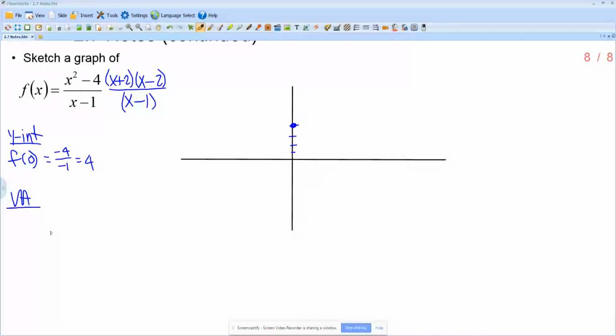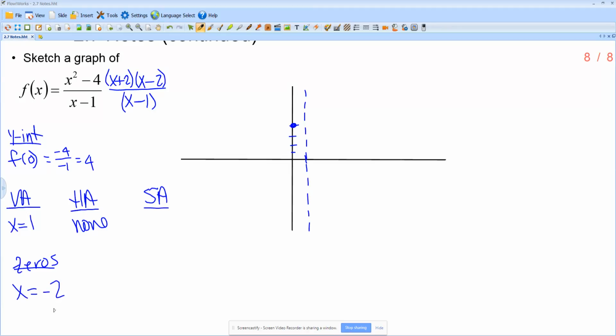Next, my vertical asymptote. For the vertical asymptote, I look at the denominator and see when it would be equal to 0, which is at 1. Go to x = 1, and I draw that dashed line. Next, my horizontal asymptote. I look at the degrees. When the degree on top is larger, there is not a horizontal asymptote, and instead, there will be a slant asymptote. We'll get to how we do that slant asymptote. Let's go to the zeros. Zeros is when I look at the numerator. So I have x = -2 and x = +2. So at -2 I have a 0. At +2 I have a 0.